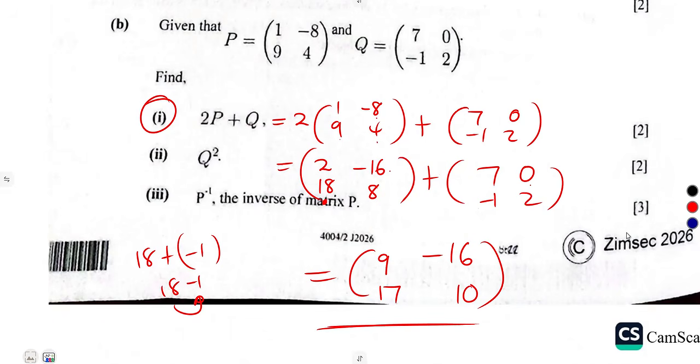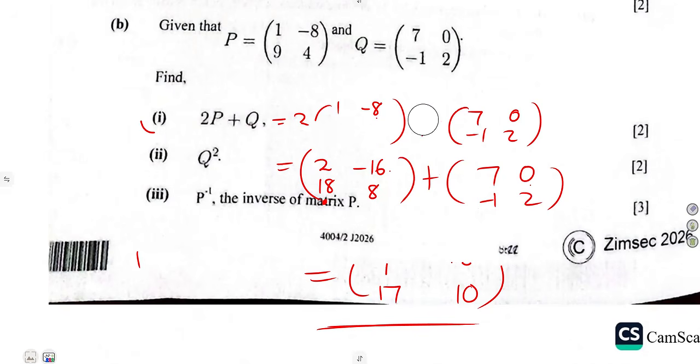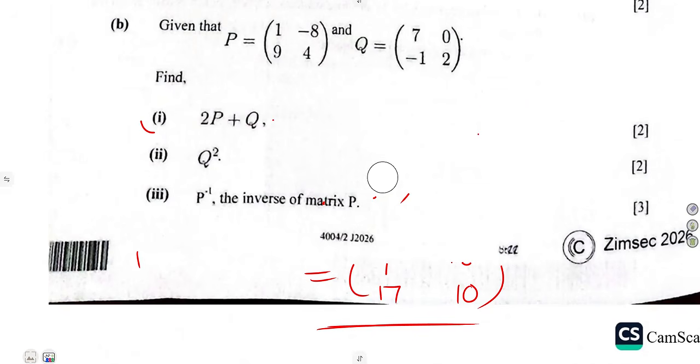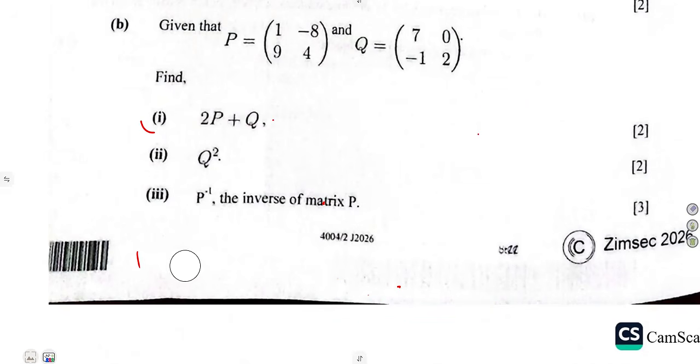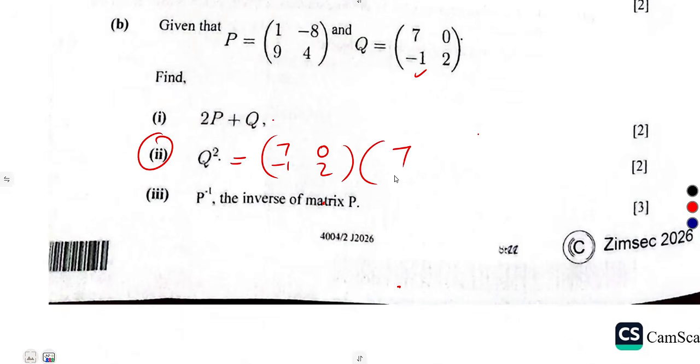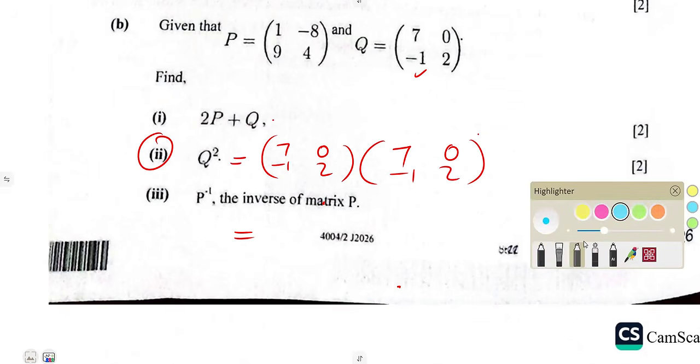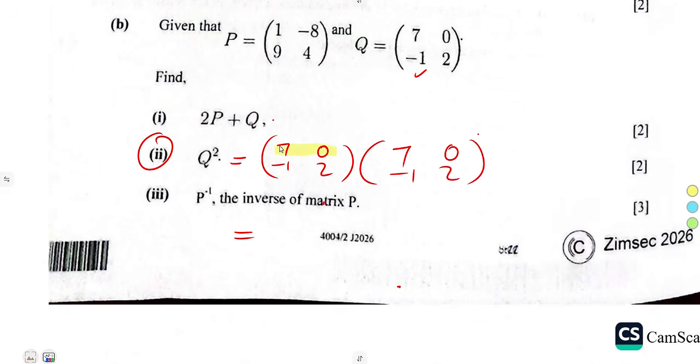Then item 2, it was Q squared. Q squared, that is the square of Q. Multiply that by Q. That is what you simply have. So item 2, Q squared. Take the matrix Q, 7, minus 1, 0, 2, multiply by it. Multiply by itself. That's it. So row by column. We're going to consider multiplication row by what? By column. So this is the first part.